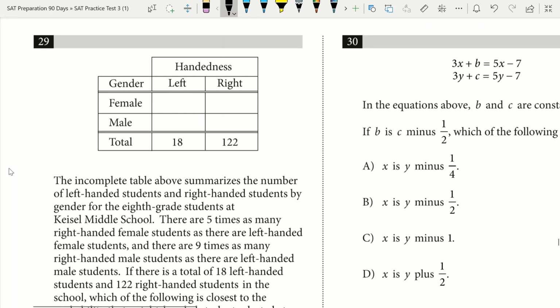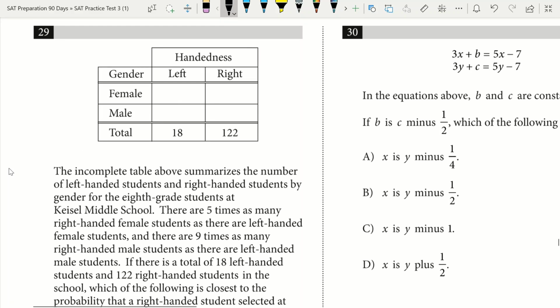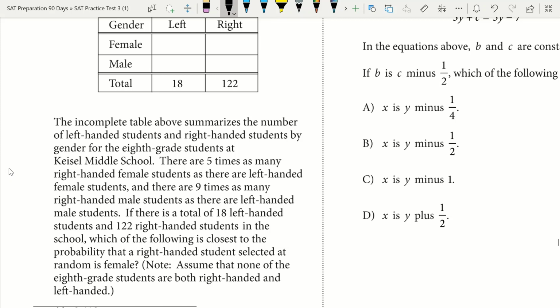All right, 29. We've got handedness, male, female, right, left, and then we've got our totals. I've got a lot of text here, but unfortunately, since my table is not filled in, I know I'm going to have to read it. The incomplete table above summarizes the number of left-handed and right-handed students by gender for the 8th grade students at Keisel Middle School. There are 5 times as many right-handed females as there are left-handed females.